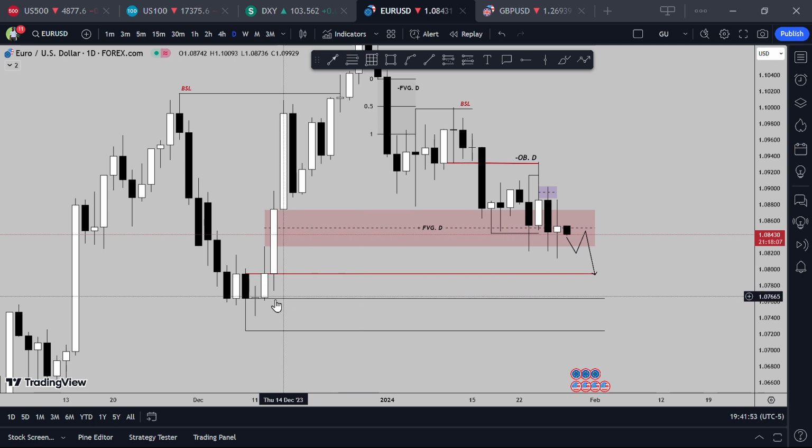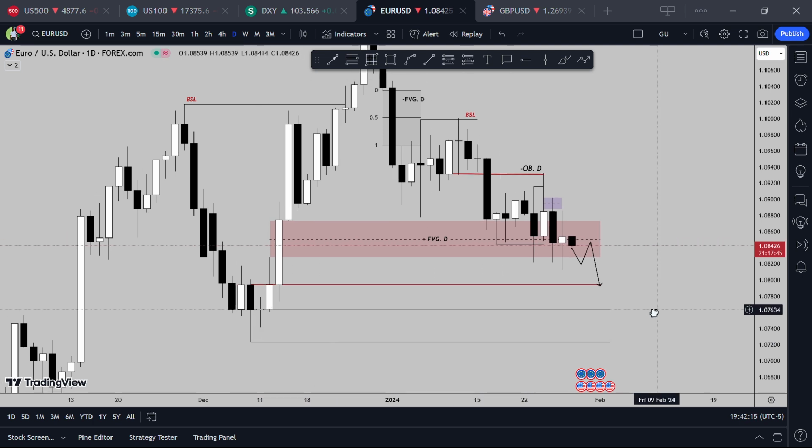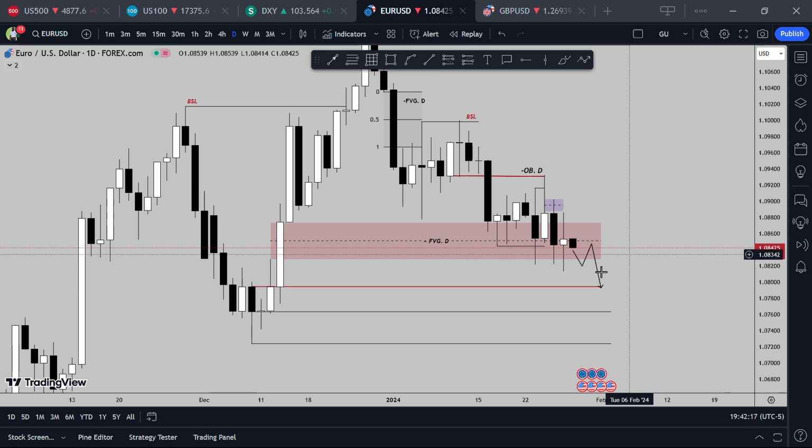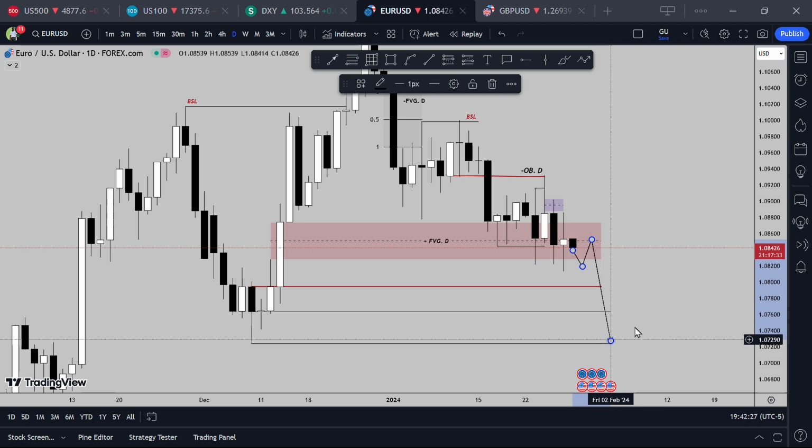My second target is the rejection block. See the bodies on the same level with tails. So that's a rejection block. That will be my second target for the week. And obviously, this swing low, sell side liquidity, as my target for the week. So I'm bearish on EU, and these are my targets for the week. I'll be expecting Monday or Tuesday to create a high of the week and then sell off to these targets.